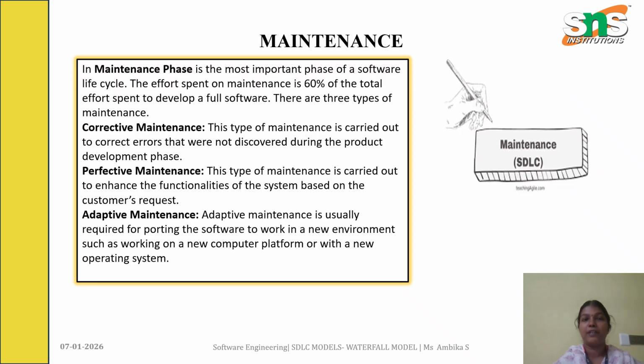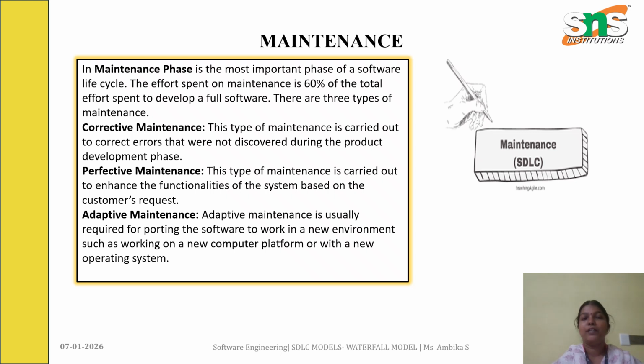Next comes the maintenance. The maintenance phase is one of the important phases in the software development life cycle. Here the effort spent on maintenance is 60% of the total effort which has been spent on developing the software. And also if you consider the cost, the development cost will be less compared to the maintenance cost. There are three types of maintenance: corrective maintenance, perfective maintenance, and adaptive maintenance.